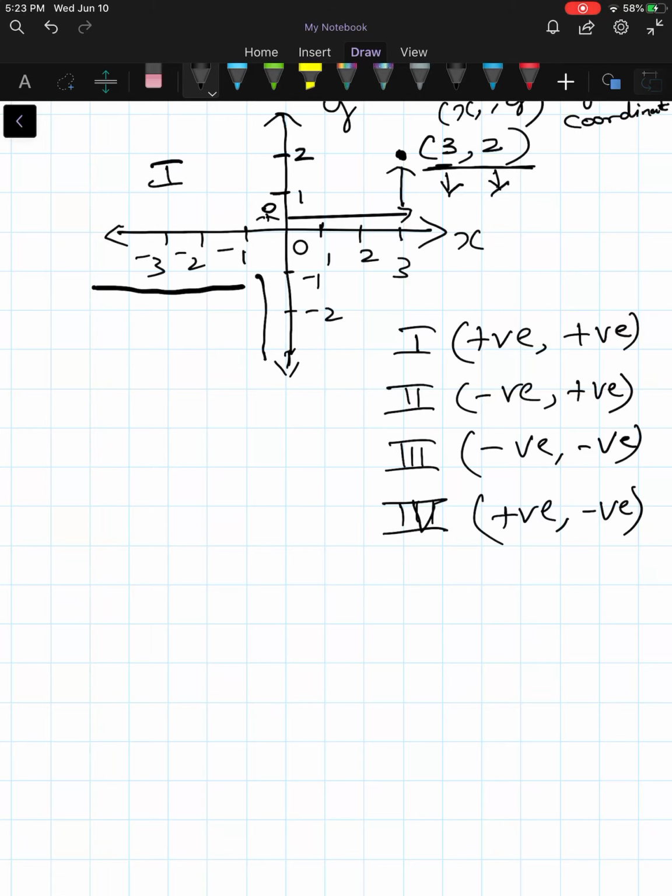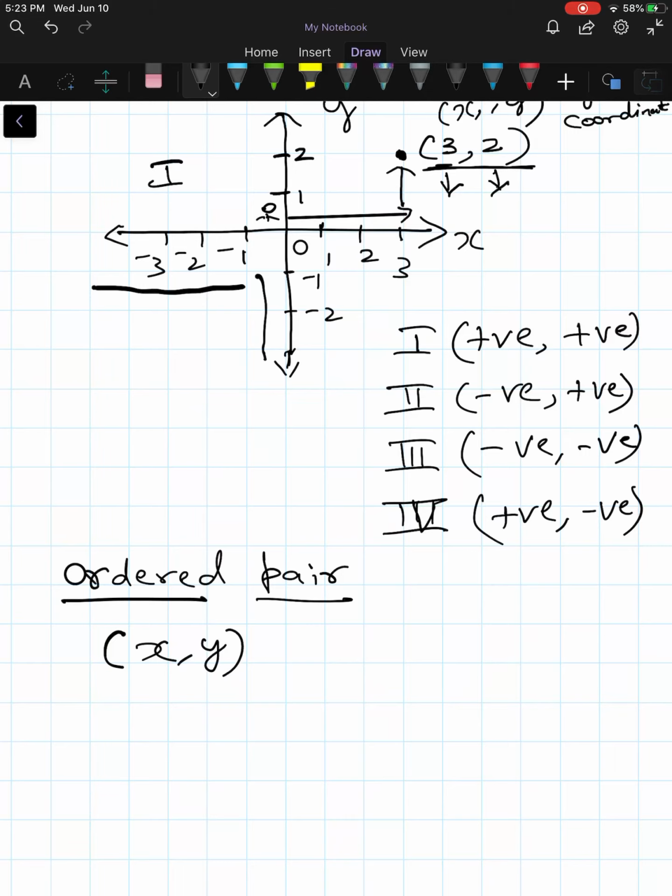And you can ask me why each point is called an ordered pair. The term pair makes sense because you are representing one point using two numbers. But why is the name ordered? Because if you interchange the order, what do you mean by interchanging the order of x comma y? Writing it as y comma x. So this is not equal.